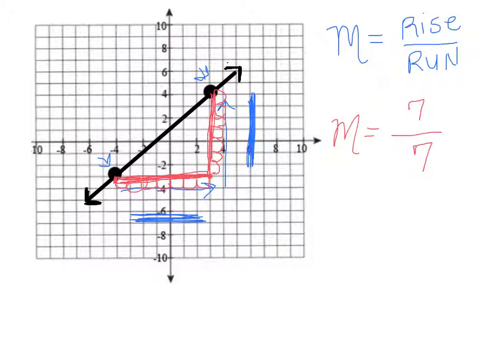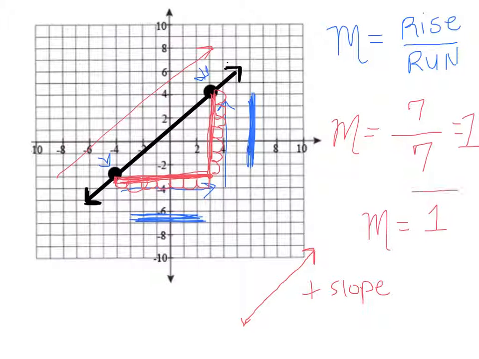Now, when you have a diagonal line, you always want to apply a positive or a negative to your slope. Any line that goes up to the right, that slants up to the right, is going to have a positive slope. In this case, this line slants up to the right, so it does have a positive slope. So I'm going to say that this is a positive 7 over 7. The only thing left for me to do now is to reduce. So 7 over 7 reduces to 1. So I can say that this slope is positive 1.